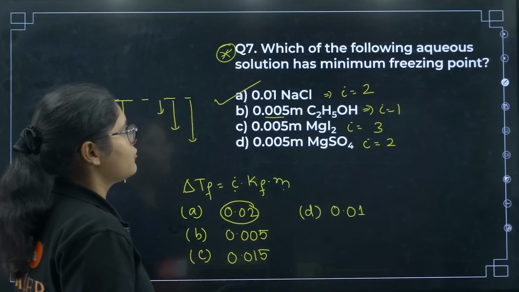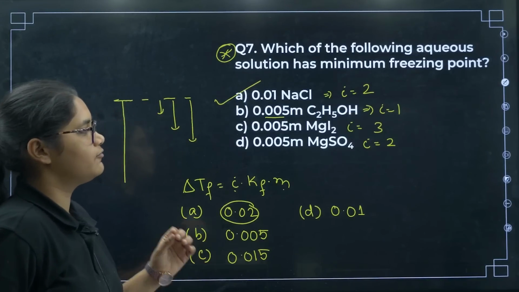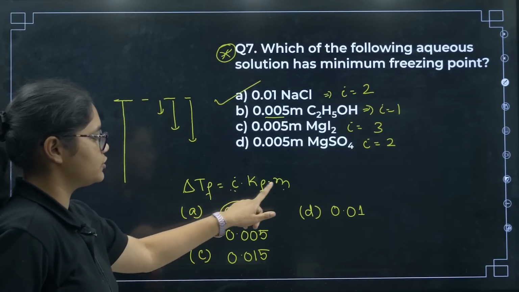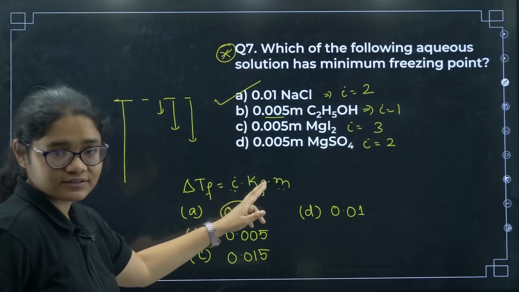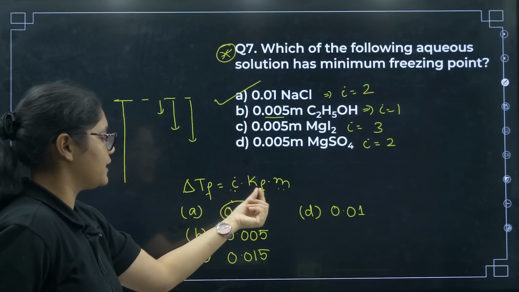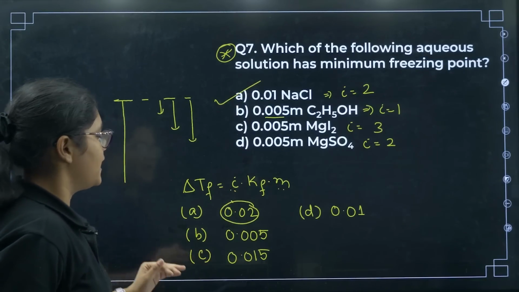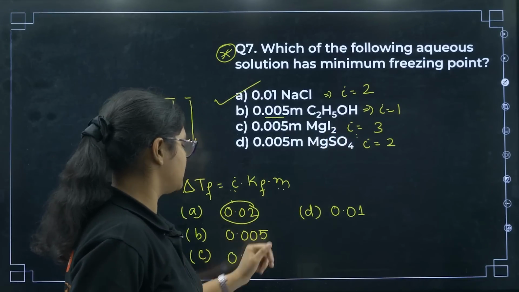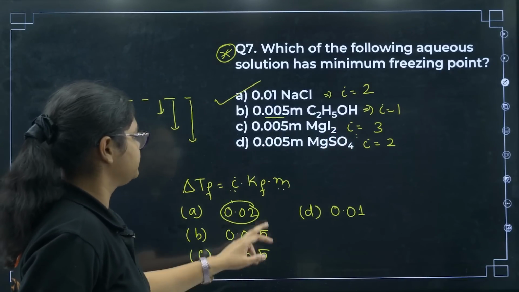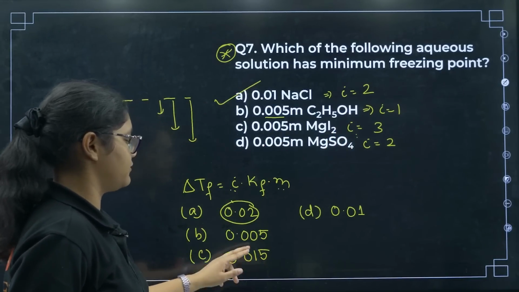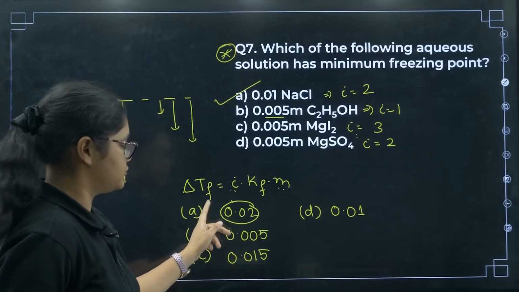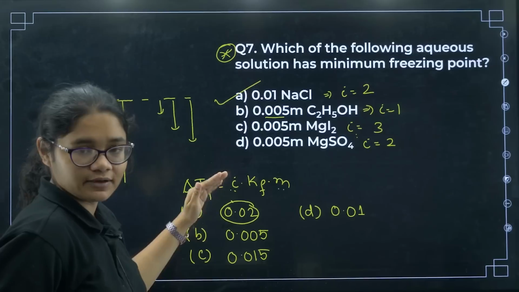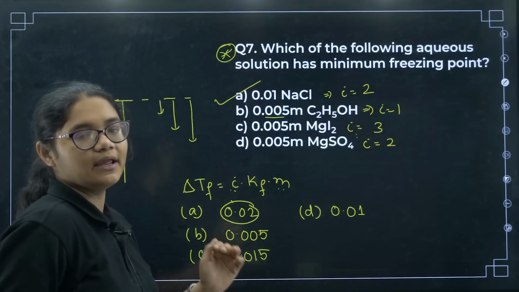Okay, which of the following has the minimum freezing point? So you have to check both i and m, because m is not constant here, right? So I will multiply i and m, and I'm getting that although 3 is there, the value here is 0.015, right, which is less than this one. So definitely here the freezing point depression will be minimum.